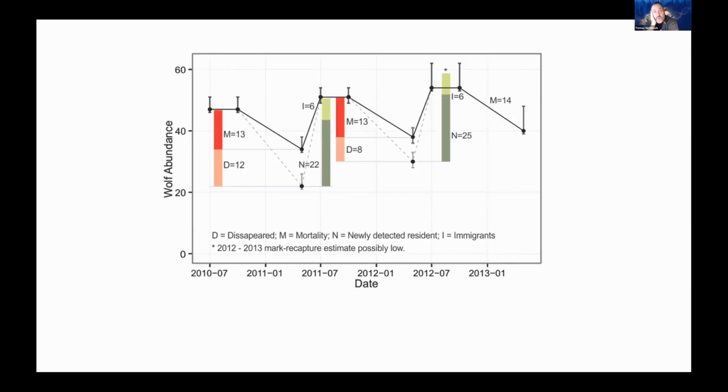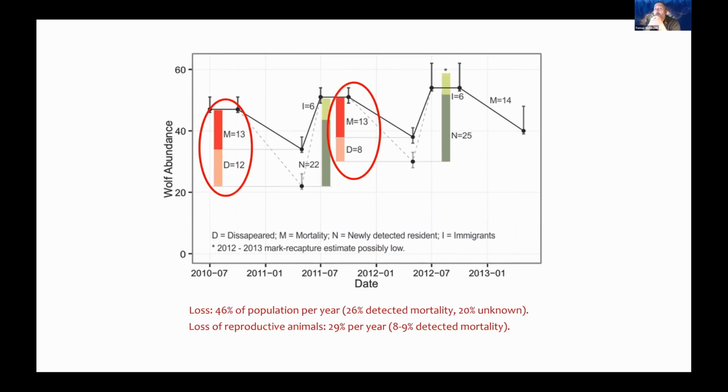So maybe to look at the first 3 years of this, sampling was very intensive, so we got very precise population size estimates in every year. And the population size seemed to be slowly increasing throughout the study. However, we also observed huge mortality. We lost nearly half of the population each year. Large part of this was detected mortality, like this. This is the dark red. However, many animals also disappeared.